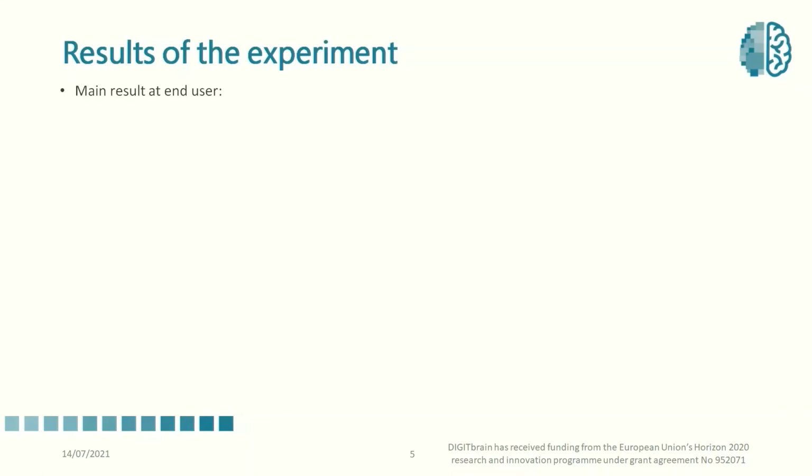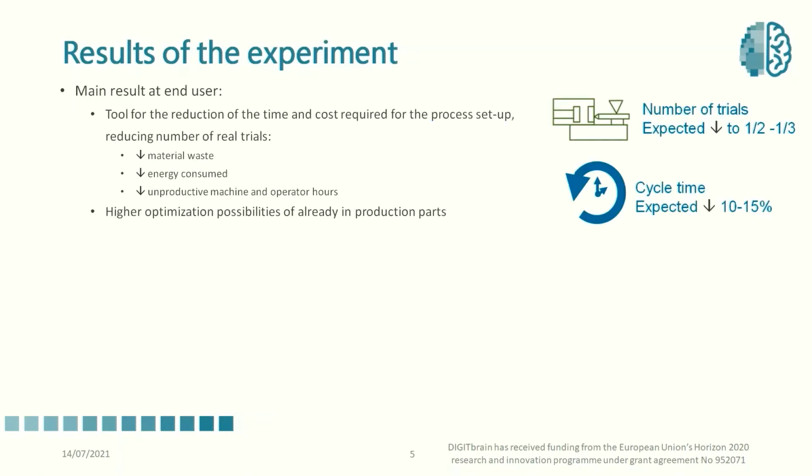The results of the experiment. From the end user point of view, we have a tool for the reduction of the time and cost required for the process setup. It's expected that this tool will allow reducing the number of real trials at least to 1/2. For parts already in production, the expectation is to achieve additional reductions of 10 to 15% in cycle time.